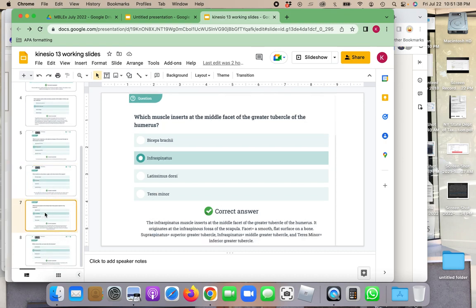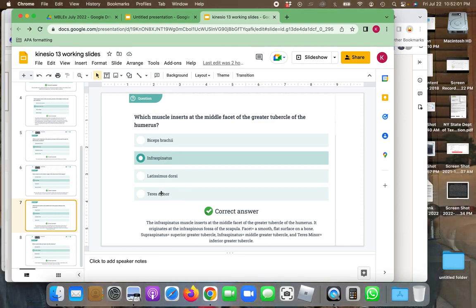So some of this is a depth of knowledge that you're probably not going to need while you're practicing on clients, but you do need it for the exam. Okay, which muscle inserts at the middle facet of the greater tubercle of the humerus? All right, this requires a deep dive. The answer is the infraspinatus. The other choices are the biceps brachii, the latissimus dorsi, and the teres minor.